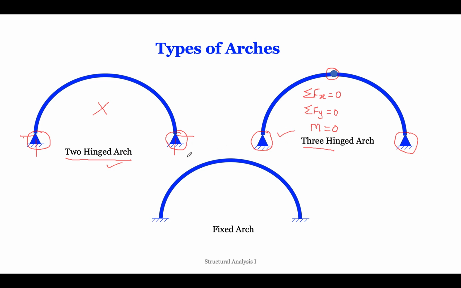Now the third type of arch is the fixed arch. For this fixed arch, we can see that it's a fixed support. So it will have vertical reaction, horizontal reaction, and it can carry moment also. This is also not determinate. It's indeterminate, so not in the scope of our current syllabus.